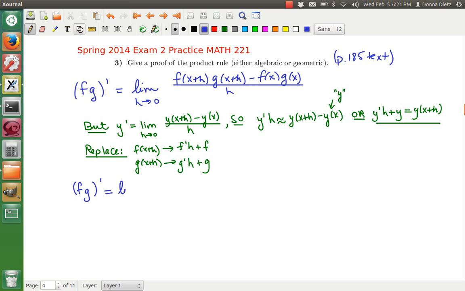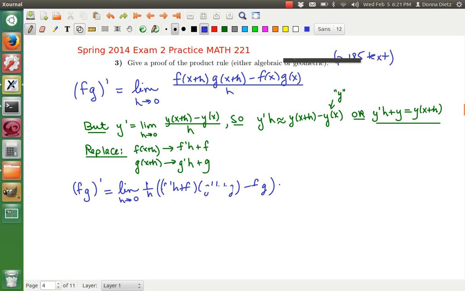So this is limit as h goes to 0. And one thing you can do, if you don't like these fractions, you can just put the 1 over h and then put all your garbage inside parentheses. Okay, so that's what you get. So where we had f of x plus h, that's now replaced with f prime h plus f. And where we had g of x plus h, we replaced it with g prime h plus g. And then fg is just fg. Okay? And then this over h is just over here. Great. So now let's see what happens.